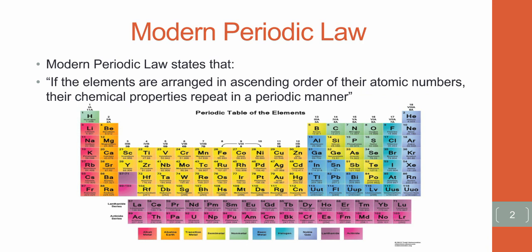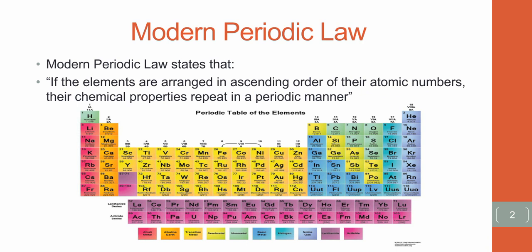Modern periodic table follows the modern periodic law, which states that if elements are arranged in ascending order of their atomic numbers, their chemical properties repeat in a periodic manner. आपके पास जितने भी एलिमेंट्स हैं periodic table में, उनकी जो chemical properties हैं, they are a function of atomic number. Atomic number is the number of protons.